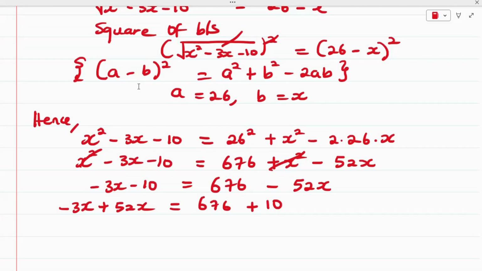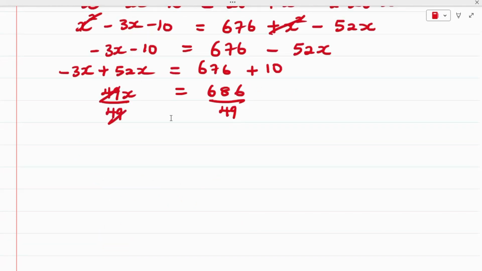So minus 3x plus 52x is going to give us 49x, which is equal to 676 plus 10, which gives us 686. So you divide both sides by 49. We have 49 cancel out 49, so x is equal to 686 divided by 49. 7 into 49 is 7, 7 into 686 is going to give us 98, 7 into 98 is 14, so we have that x is equal to 14.